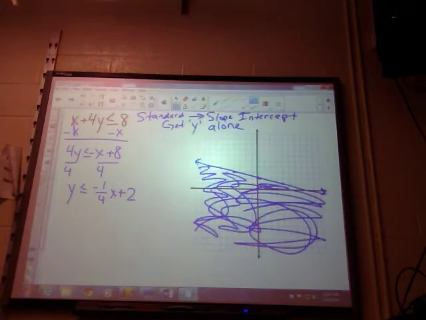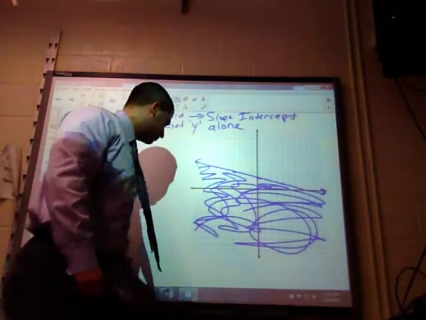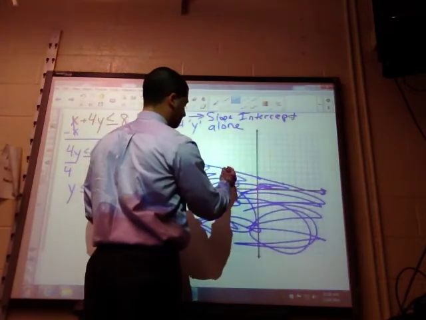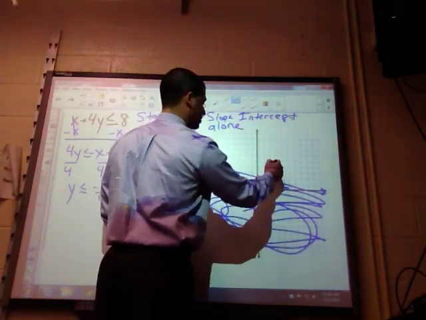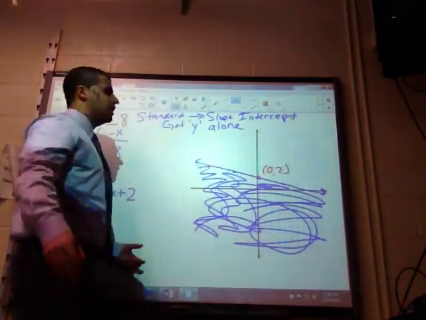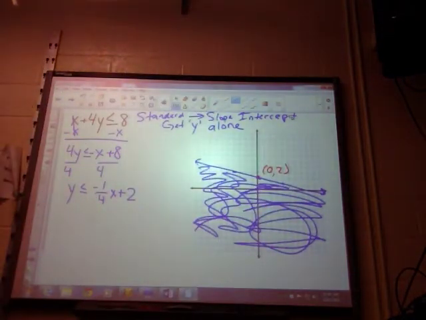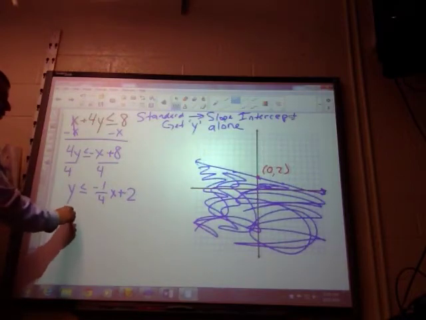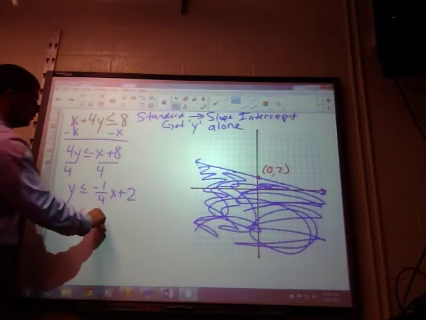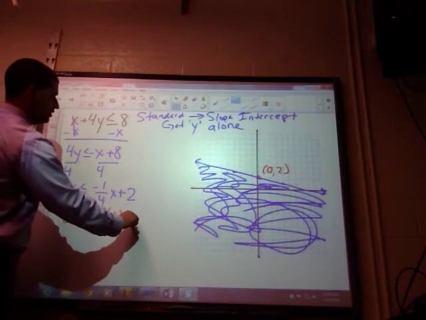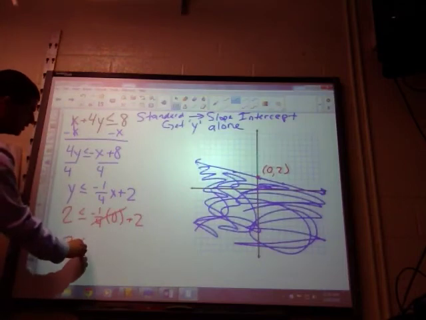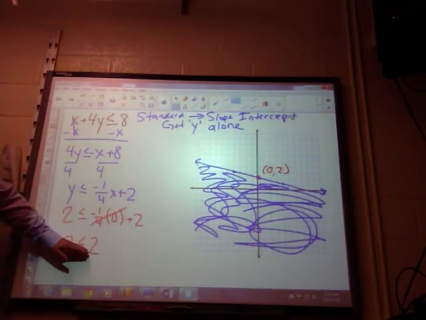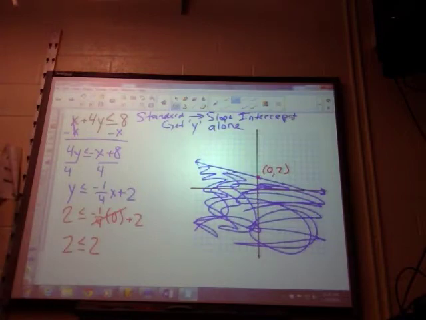So this is a solid line, so any point on that line would work. And let me prove that to you. Say I pick the point 0, 2. First off, you know it's going to work because it's your y-intercept, but let's prove it. And it's a solid line. So we have 2 less than or equal to negative 1/4 times 0 plus 2. Negative 1/4 times 0 we know is 0. 2 less than or equal to 2. If it were just less than, that wouldn't work, but since it gives us the option of "or equal to," we're good, and it works.